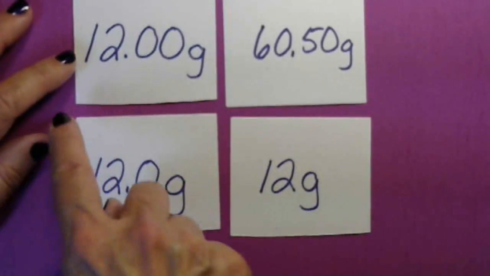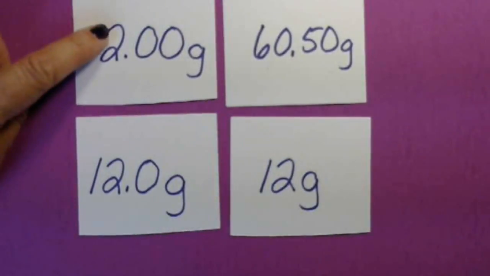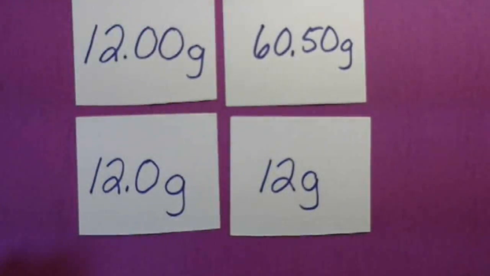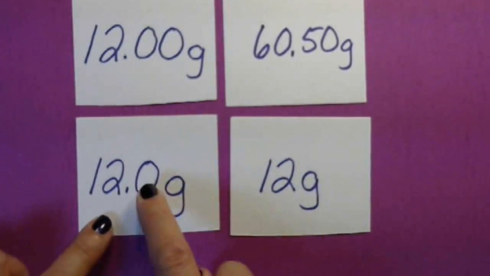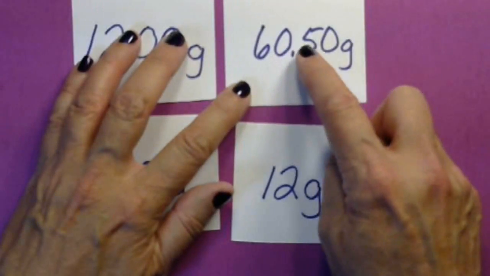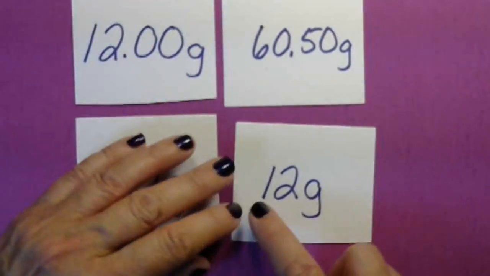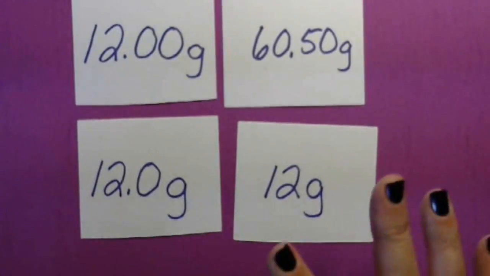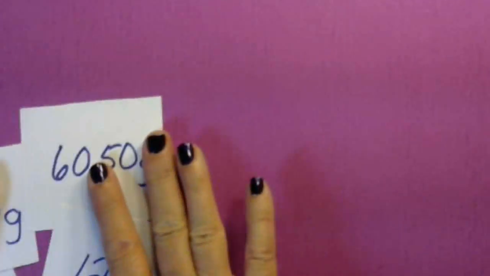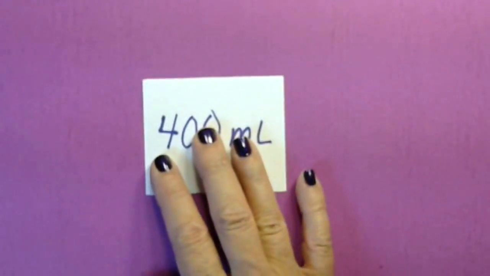Let's count significant figures. Left to right, we have 1, 2, 3, 4 significant figures. Left to right, 1, 2, 3 significant figures. Left to right, 1, 2, 3, 4 significant figures. Left to right, 1, 2 significant figures. So those are all pretty obvious. But we had a problem when we were dealing with some of the numbers that were multiples of 10. What about this number?